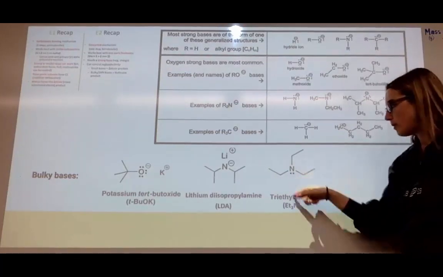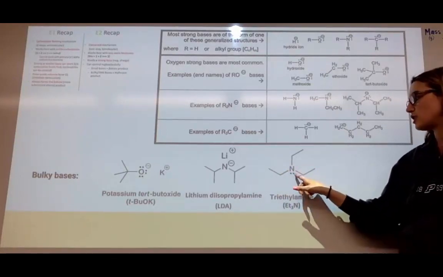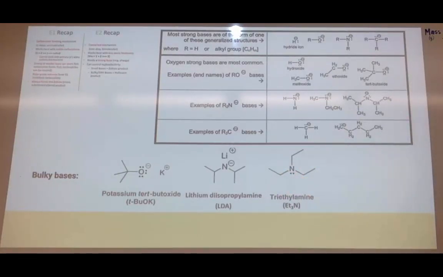Triethylamine, here's a bulky base. So you have ethyl groups, three ethyl groups off the nitrogen, and then you have that lone pair. So that's another bulky base. So the bulky bases are ones that just have lots of steric hindrance. It's going to be a lot harder for them to attack and remove a beta hydrogen.